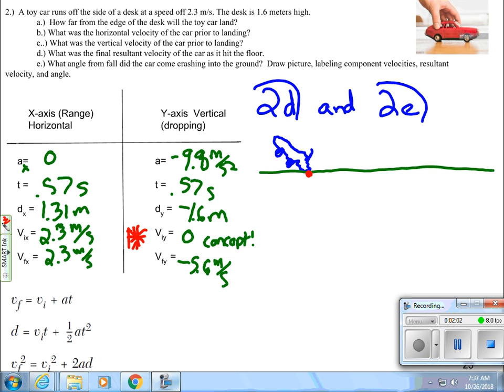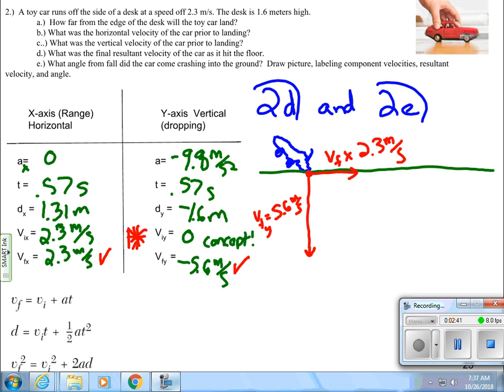Now, technically, you would kind of know where it's going to go, but we don't really know that right now. All we know is the velocity in component form. In the y direction, it was pointing down, 5.6 meters per second. That was v final in the y. And we also know v final in the x direction is 2.3 meters per second.